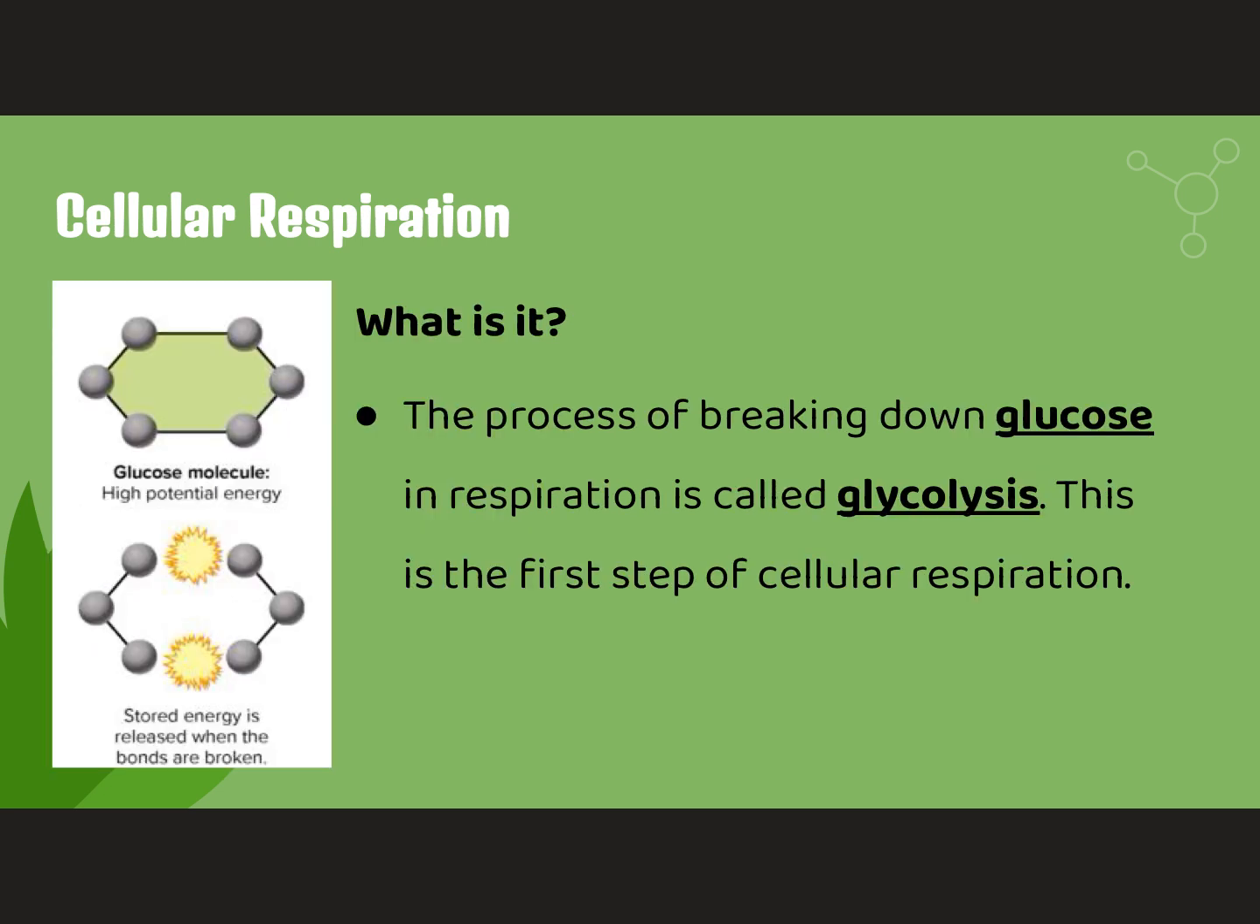So this is the process where we break down glucose. Remember, we know glucose is a sugar because it ends in OSE. And we break down this sugar in the first step of cellular respiration through a process called glycolysis. If you remember, lysis means to cut or to break. So literally, glycolysis means the cutting or breaking of glucose molecules. And this is the first step of cellular respiration.